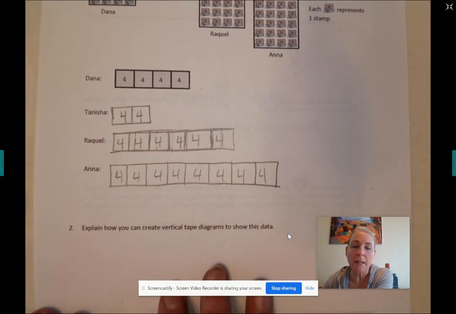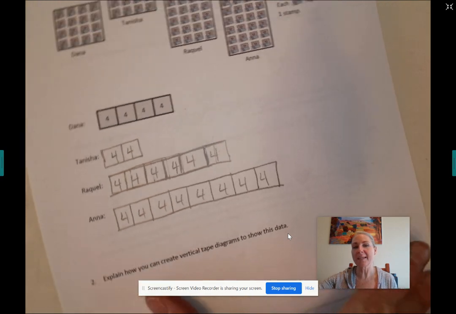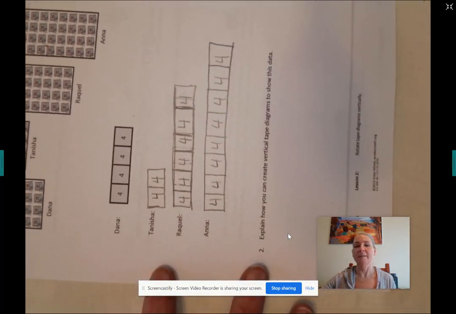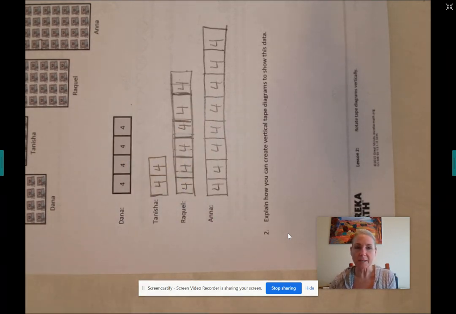Number 2 says, explain how you can create a vertical tape diagram to show this data. So basically, this is how our tape diagrams have always looked. What's kind of fun is that if we were in the classroom, we would do this on a whiteboard and we would be able to flip it, right? So if I take this and turn it, aha, look at that. Now we have a different kind of graph. Now we have a bar graph, essentially. They're kind of calling it a tape diagram graph, since that's what they originally were.